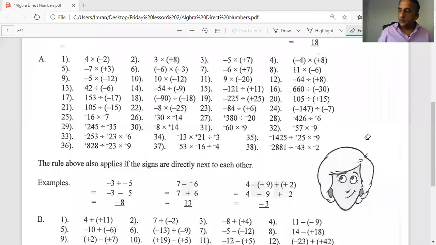Hi, in this video, I'm just going to show you how to work out the direct numbers questions. This topic is called direct numbers, and it is very common that children get them wrong, especially when they are new to algebra and new to mathematics, because different rules apply here, which we don't generally use in our everyday life.